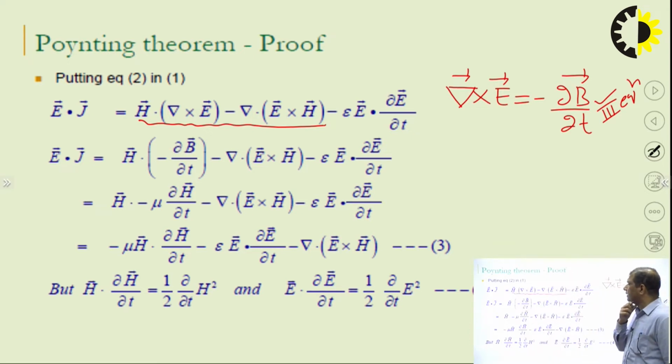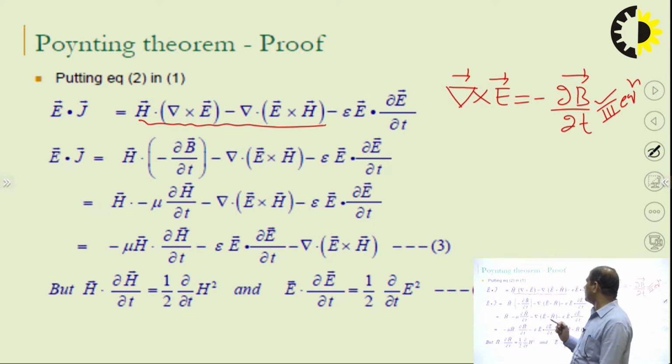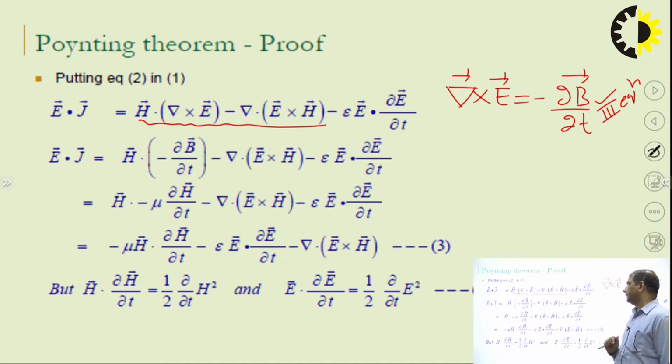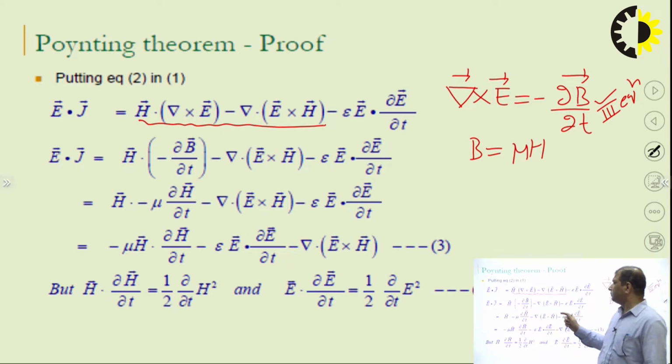So in this way, we can say that the value of E dot J is equal to H dot minus dB over dt minus del dot E cross H minus epsilon E dot dE over dt. Now all of us know that B is equal to mu into H. So here we will replace this B by mu into H. So this equation can now be written as H dot minus mu dH by dt minus del dot E cross H minus epsilon E dot dE by dt.